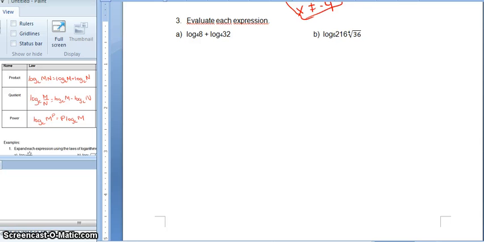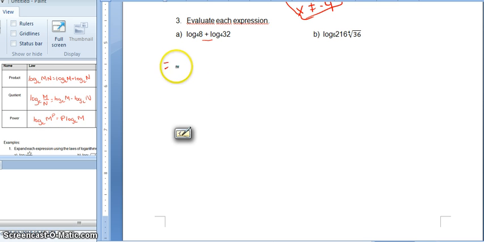Right, for example 3 here, we're going to be evaluating each expression. And so for our first one here, we have the log base 4 of 8, plus the log base 4 of 32. So what we're going to do here is we're going to simplify using our laws. And to start off, hopefully you're starting to recognize these laws, we have a plus sign here, so we're adding. So that means that we're going to be using that product rule.